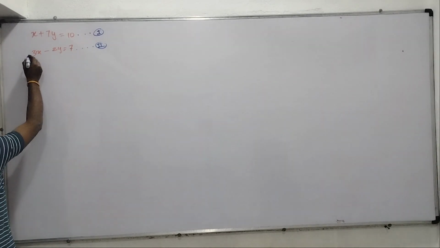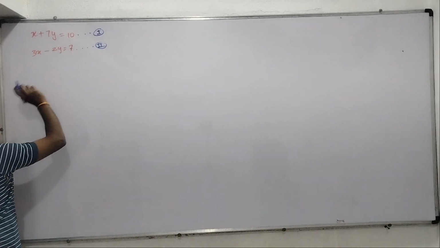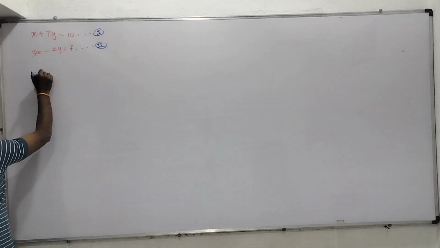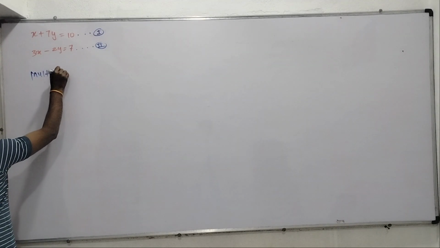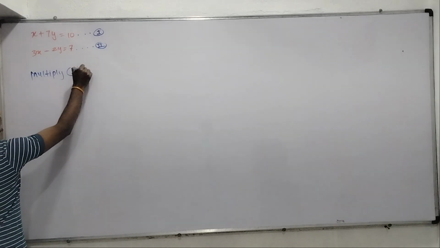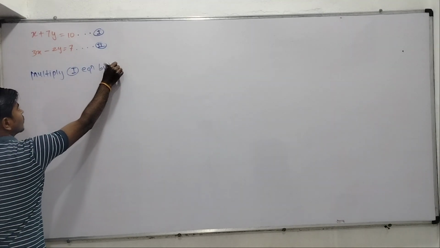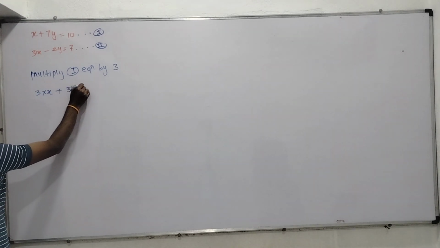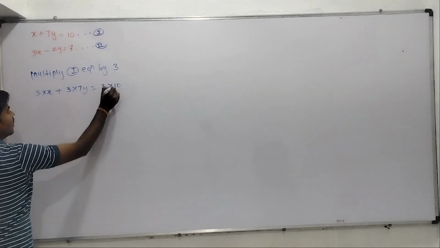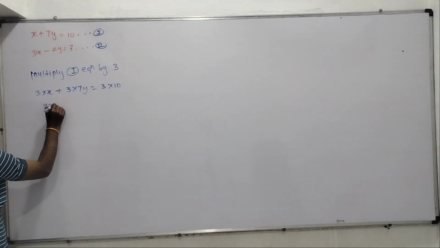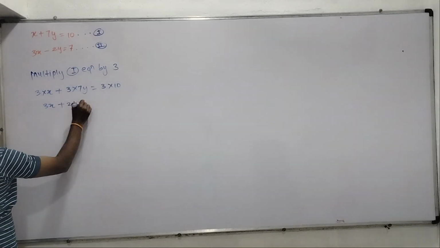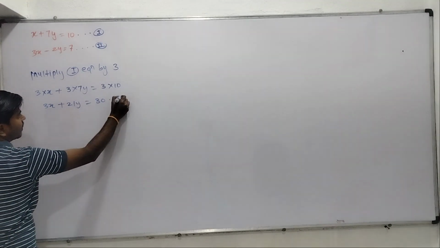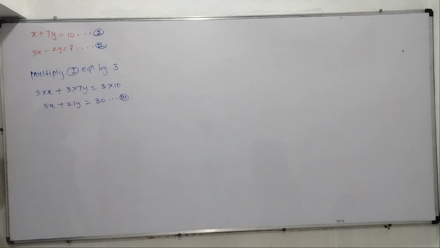So here we are going to multiply the first equation by 3. Three into x plus 3 into 7y is equal to 3 into 10. So we will get 3x plus 3 sevens are 21y is equal to 3 tens, 30. This will be our third equation.